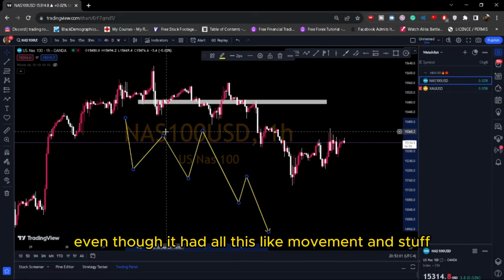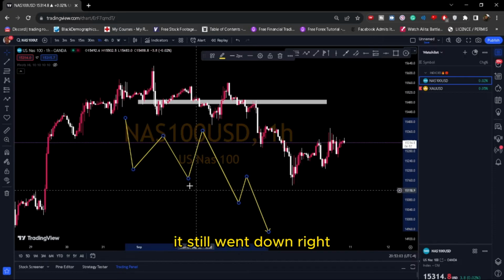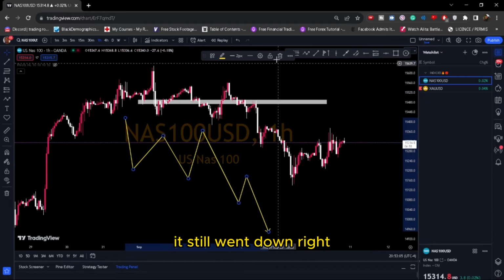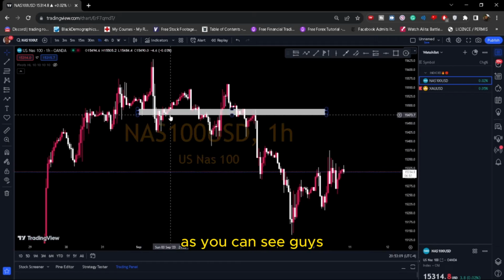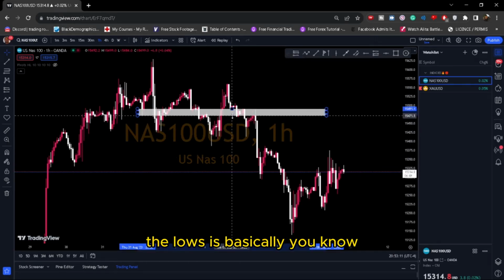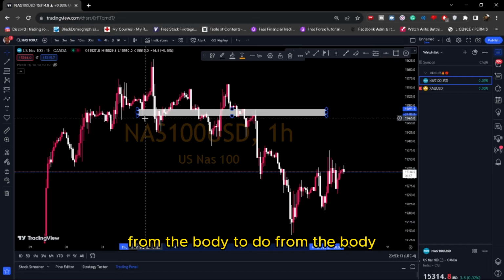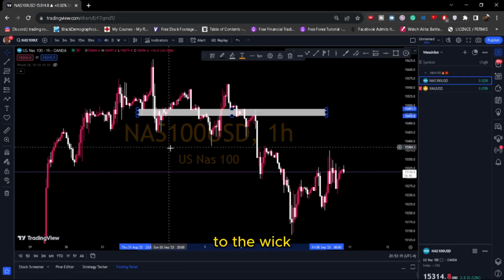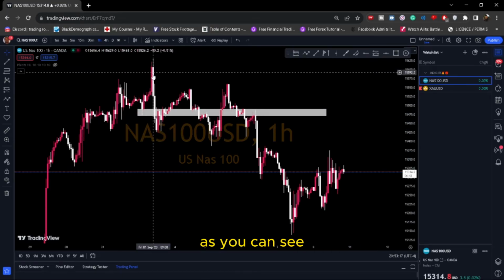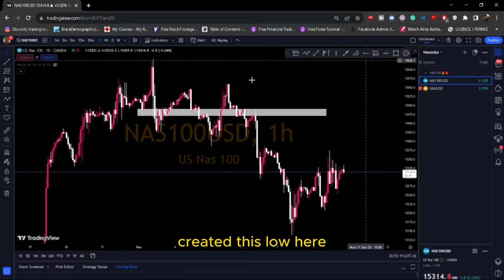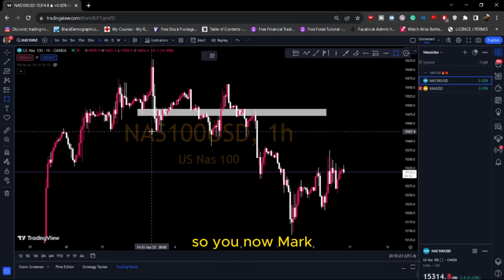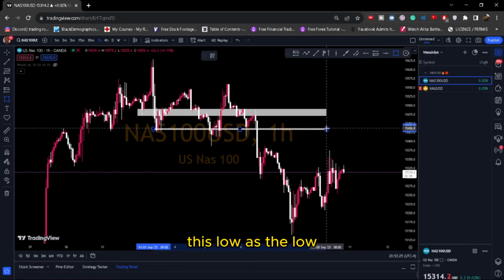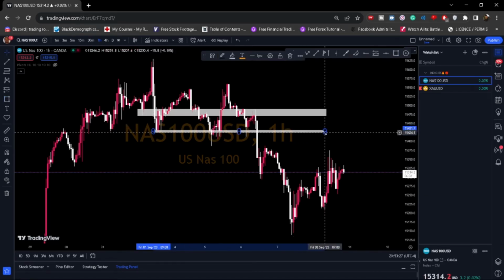Even though it had all this movement, it still went down, right? So basically guys, you mark the lows. As you can see guys, the low is basically from the body to the wick. Very simple. As you can see, price now created this low here, and then I bought back up here again. So you now mark this low as the low, extend it down, right?